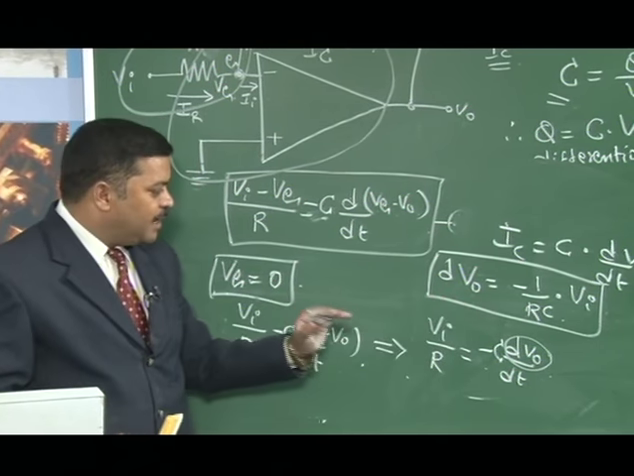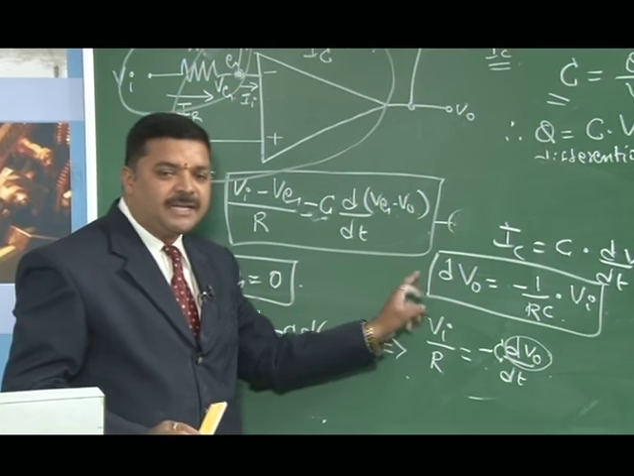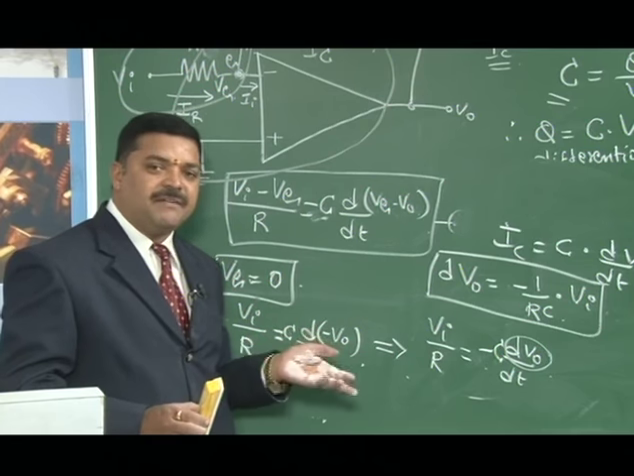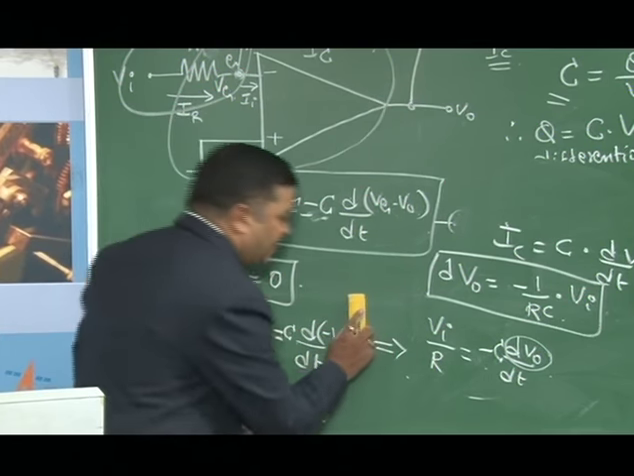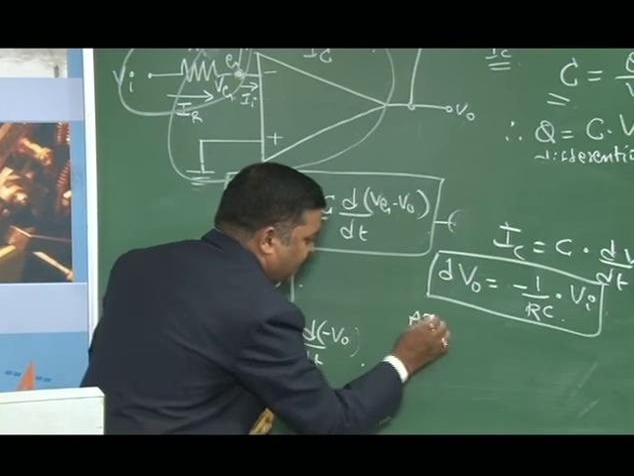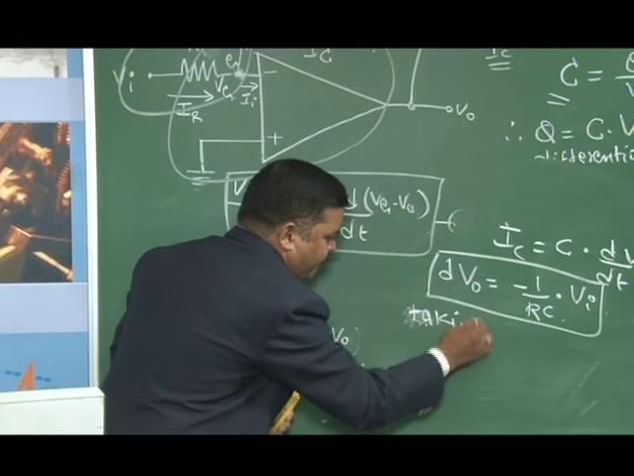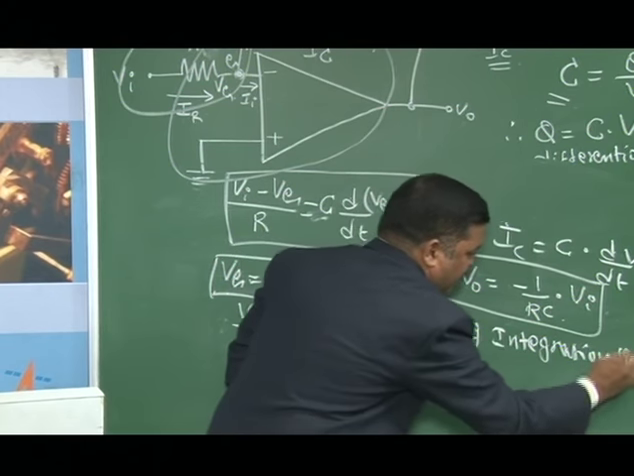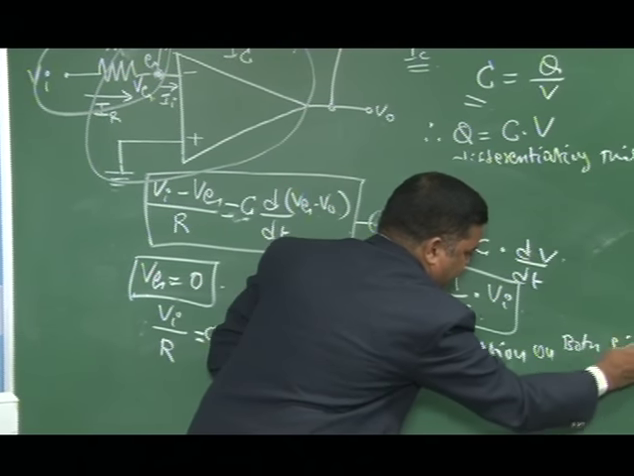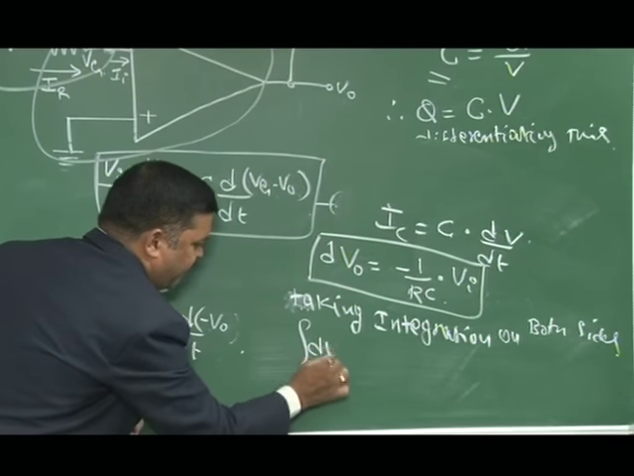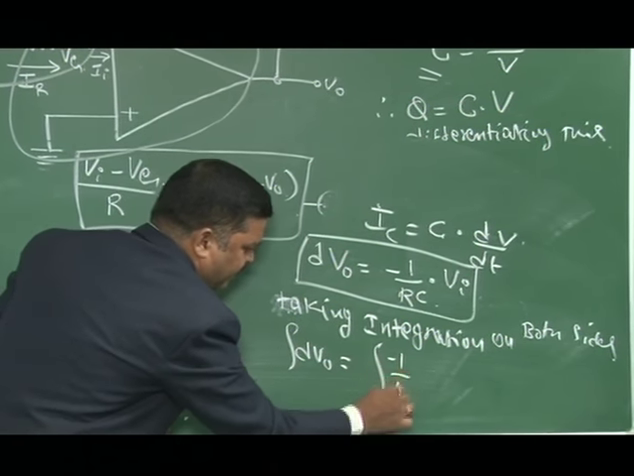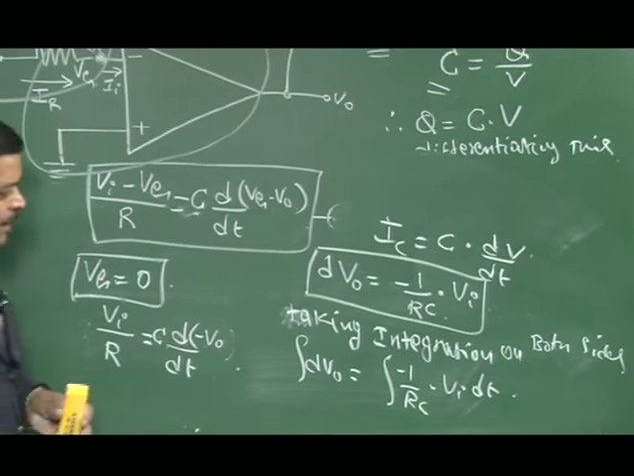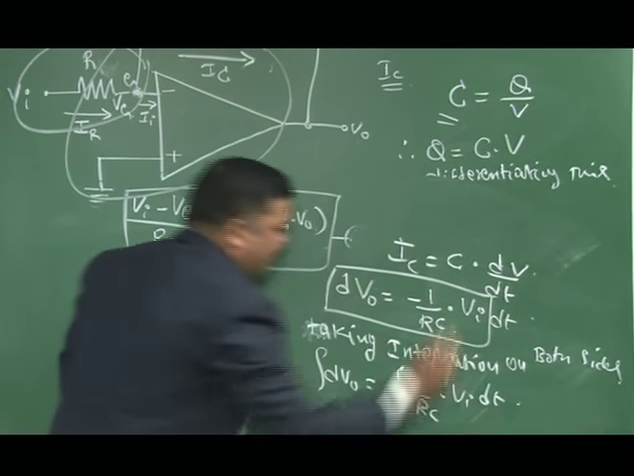So, whenever we need to eliminate differentiation, we have to take integration on both sides, because integration is the reverse process of differentiation and differentiation is the reverse process of integration. Therefore, taking integration on both sides, what we get? Integration of dV naught is equal to integration of minus 1 by RC into Vi dt. Here dV naught was there, so it becomes dt here.